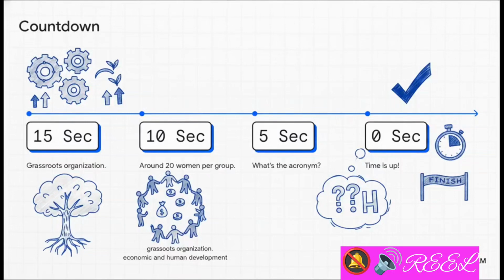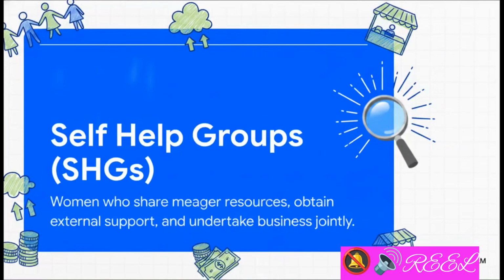Your 15 seconds starts now. Think about grassroots organization here. Think about groups of usually around 20 women pooling their resources together at the local village level. We're at 10 seconds. What is that 3-letter acronym? 5 seconds left, and time is up. The answer is self-help groups, or SHGs.